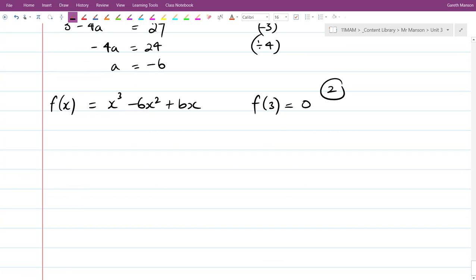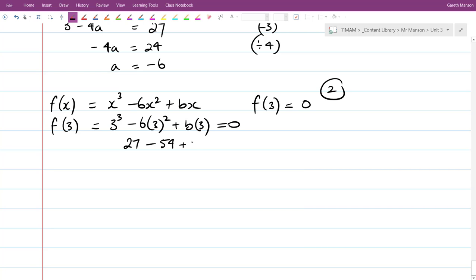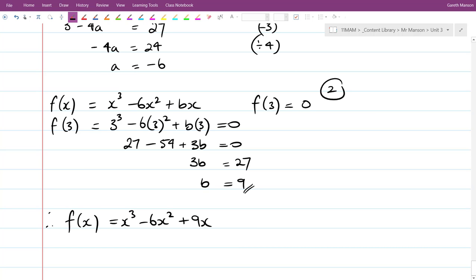And so we get f of 3 equals 3 cubed minus 6 times 3 squared plus b times 3, and that equals 0. And so I get 27 minus 6 times 9, which is 54, got ahead of myself, plus 3b equals 0. 3b equals 27, b equals 9. And therefore, f of x is equal to x cubed minus 6x squared plus 9x. That's the first half of the question.